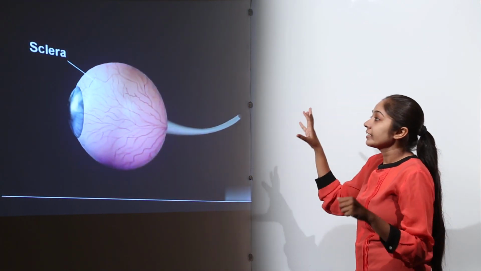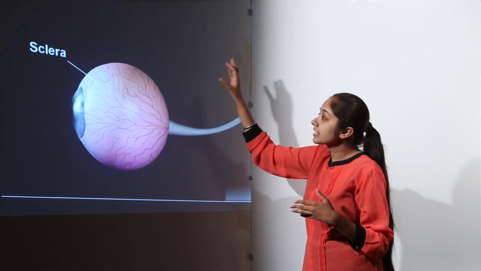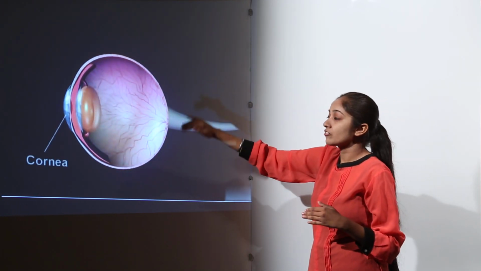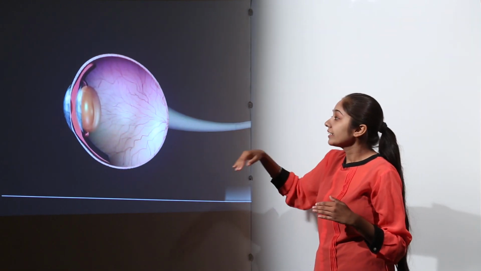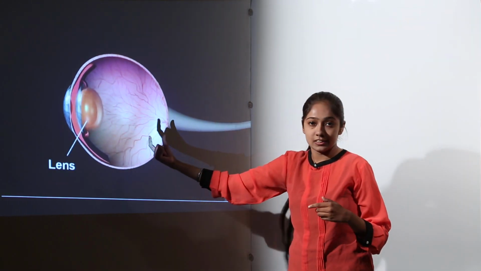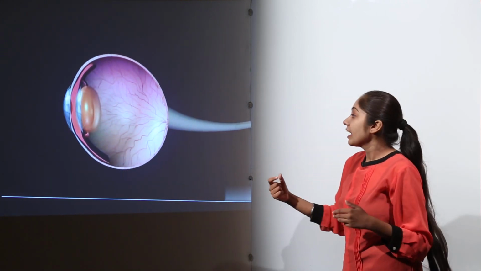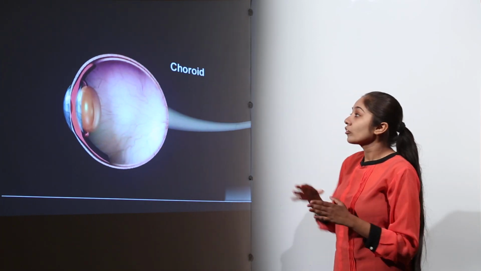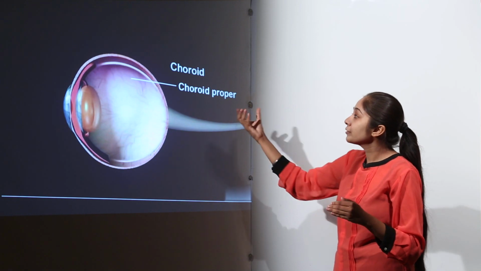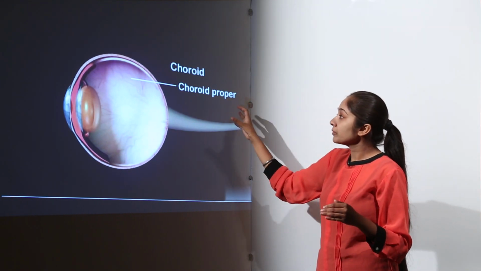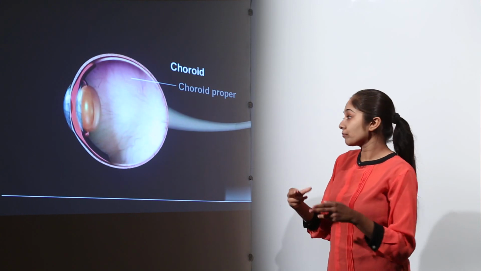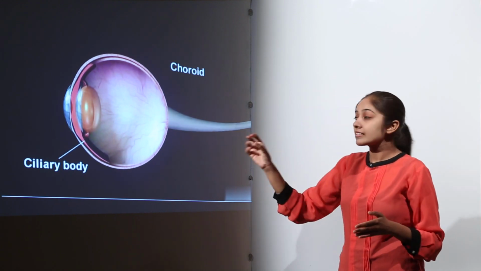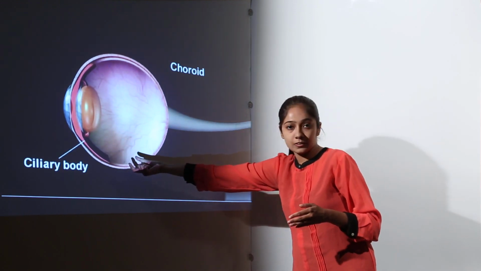So, if we see the layers of the eye, we have the sclera. This sclera is actually composed of the cornea, the transparent layer on the outer side. Then there is the eye lens, a very important part of your eye. After this, we have the next layer, that is the choroid. Choroid has different regions. We have the choroid proper, and after this choroid proper, we have the ciliary body, which consists of muscle fibers, the ciliary muscles.